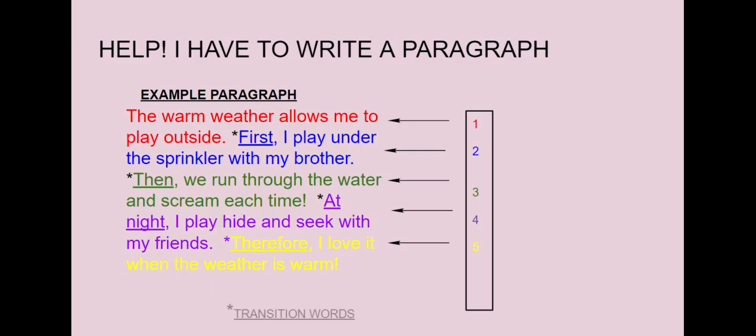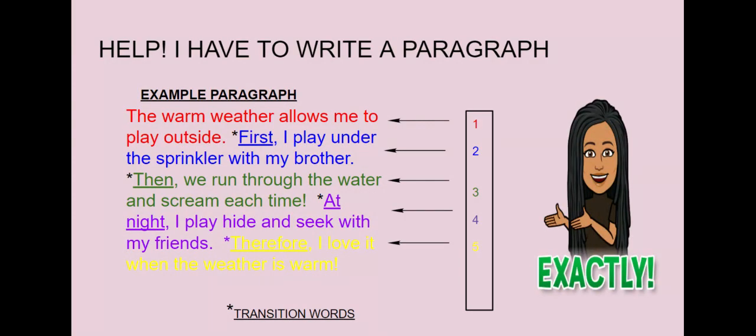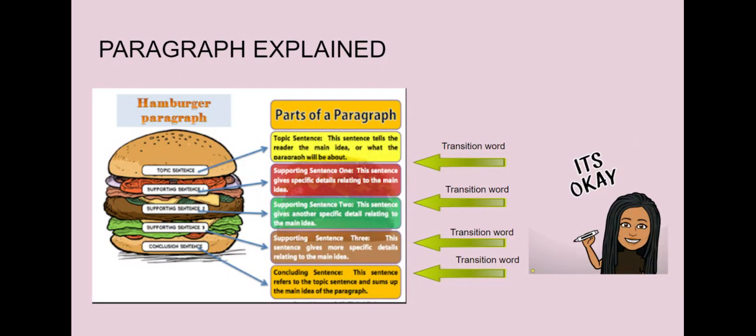And we also have our transition words, which just helps us keep the flow of the paragraph going and helps the reader to understand what is happening in your paragraph. Now, transition words in this particular paragraph are first, then, at night is a transition phrase, and then therefore. Exactly. There is your great example paragraph. So let's break it down a little bit further.